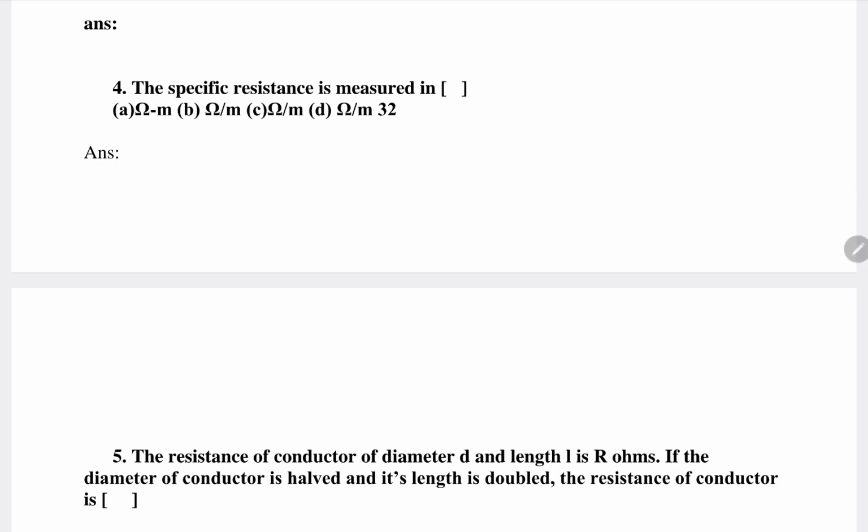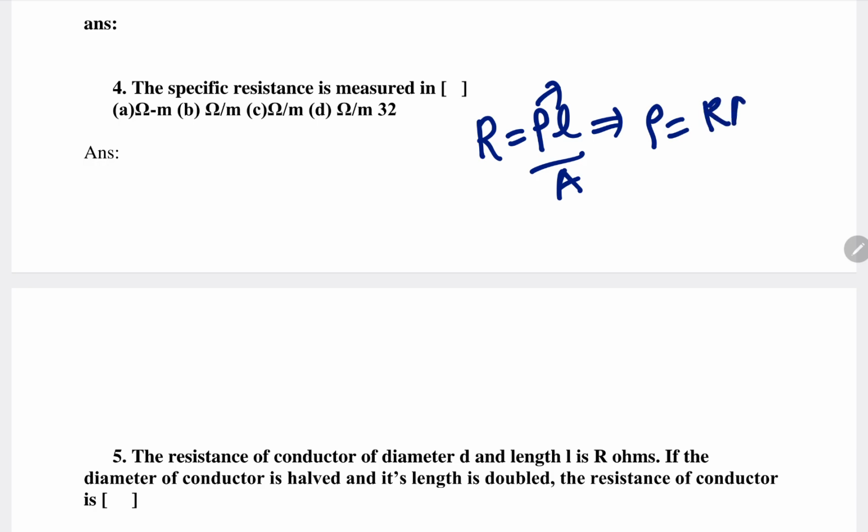Next, about the specific resistance. We know R is equal to rho L by A. So this is the specific resistance. So rho is equal to what? Rho is equal to R A by L, where rho is the specific resistance.